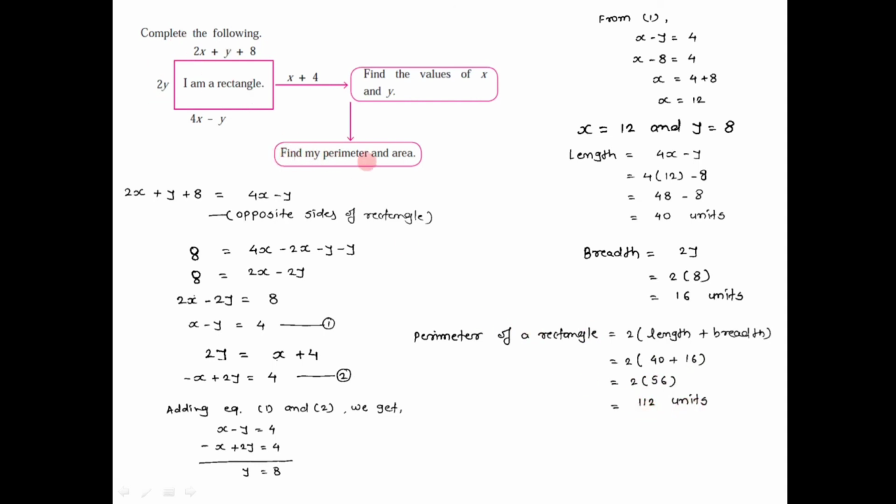In the same way, we can find the area of the rectangle. For that, we use the formula for area of a rectangle, that is length into breadth, and the length is 40 and the breadth is 16. So 40 into 16, that's 640 square units. So this is the area of the rectangle. This is the answer of the third question, to find the perimeter of the given rectangle and its area.